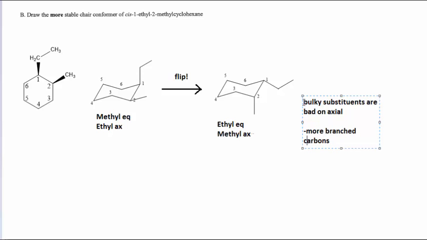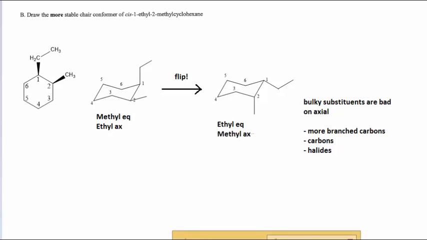This is in order of bulkiness. More branched carbons is bad. Then anything with carbons, anything alkyl is bad. And then the smallest, the least bulky, are halides. And you'll see us use these rules as we go through. So again, this is the order of bulkiness. If you have a bulky substituent axial, that is unstable. So if you have an ethyl axial, that's worse than having a methyl axial. So the conformation where the ethyl is equatorial will be more stable.